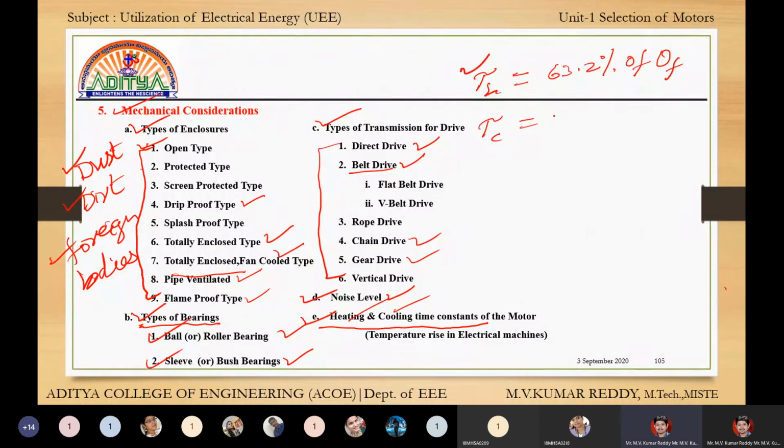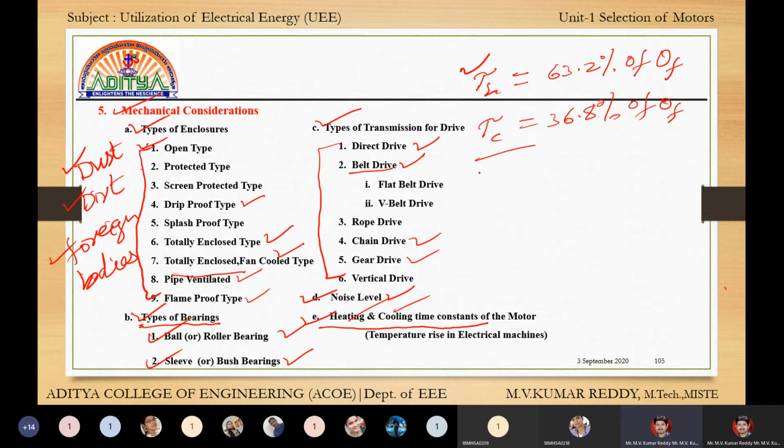Next one is 36.8% of its final value. The time taken by the motor to reach 36.8% of its final value is called the motor time constant, that is the cooling time constant.